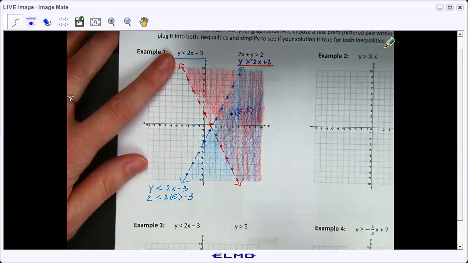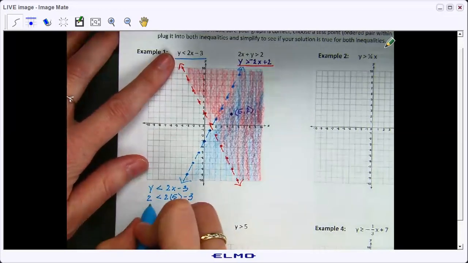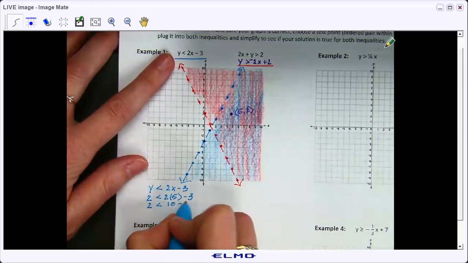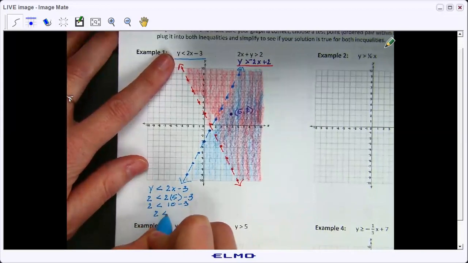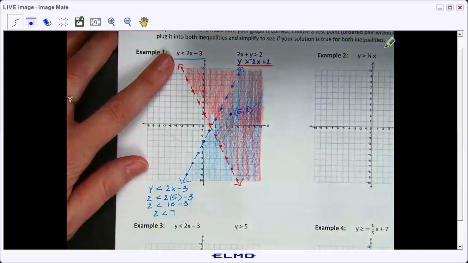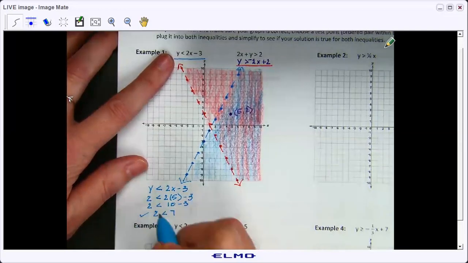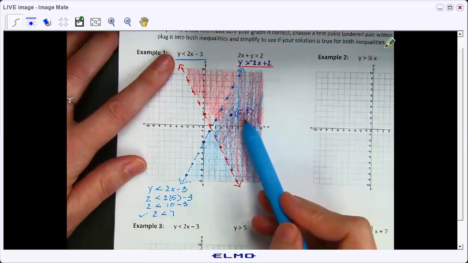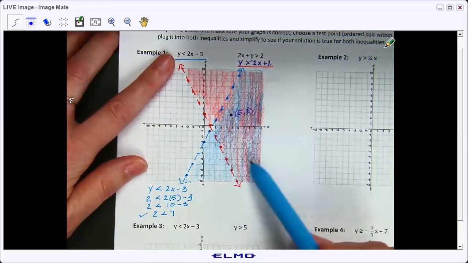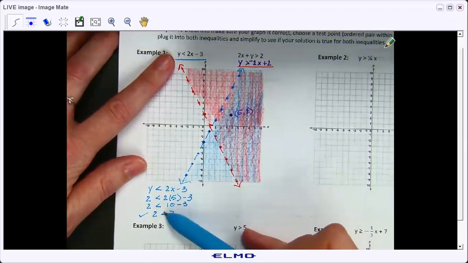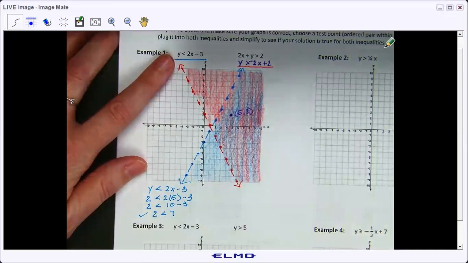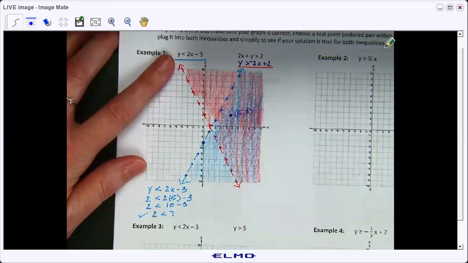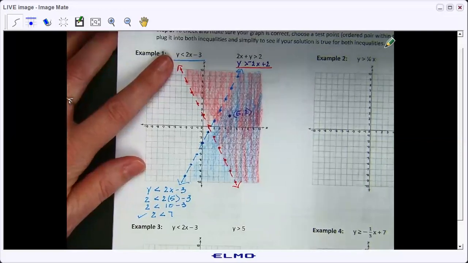Okay, are there any questions about what I'm doing here? Okay, now I'm just going to finish solving. 2 is less than 10 minus 3. 2 is less than 7. Is this correct? Yes. So I know that this ordered pair within the shaded region is a solution to the first inequality, but that doesn't mean that it's a solution to the system until I check it with the other inequality. In order for it to be true, it has to be true for both inequalities.